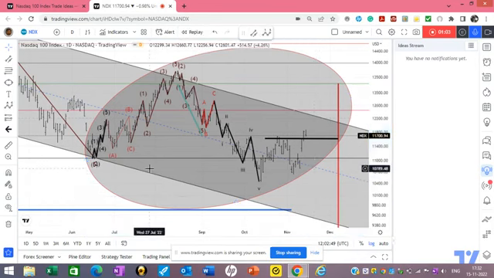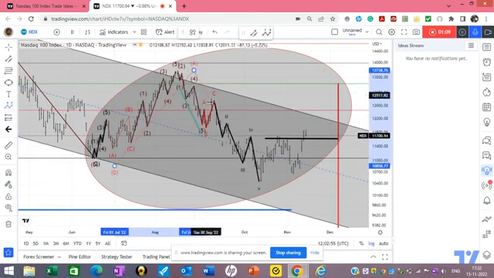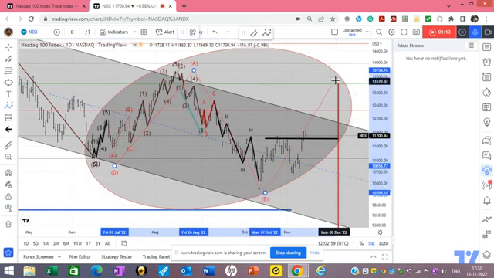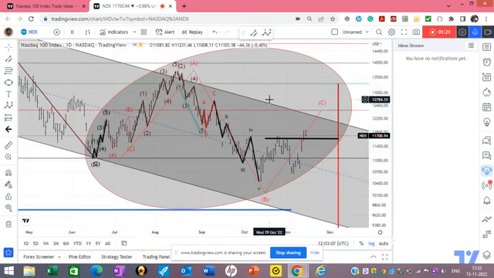So what kind of correction? This is either an expanded flat or a running flat. This is an expanded flat, and this would be a running flat correction. So I'm marking it like a running flat correction for the time being.